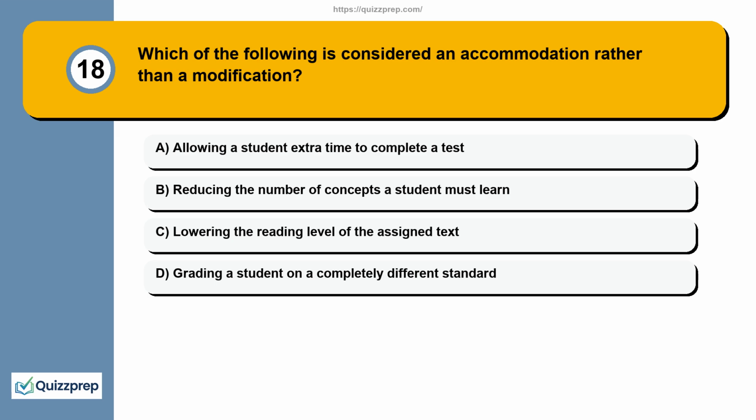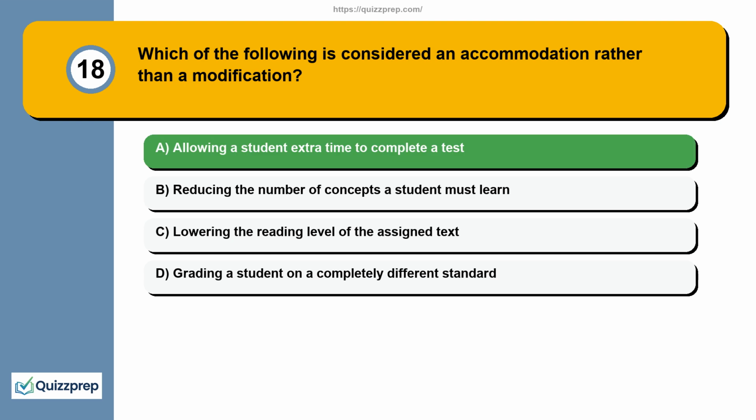Question 18. Which of the following is considered an accommodation rather than a modification? Here are your options. Option A. Allowing a student extra time to complete a test. Option B. Reducing the number of concepts a student must learn. Option C. Lowering the reading level of the assigned text. Option D. Grading a student on a completely different standard.